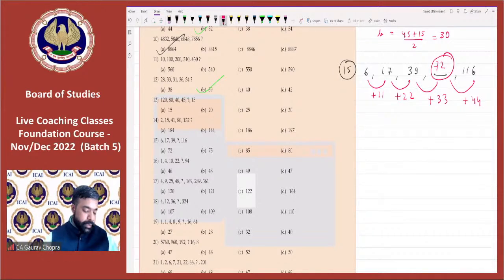So 72 will be the correct answer. So all these differences are in multiples of 11.